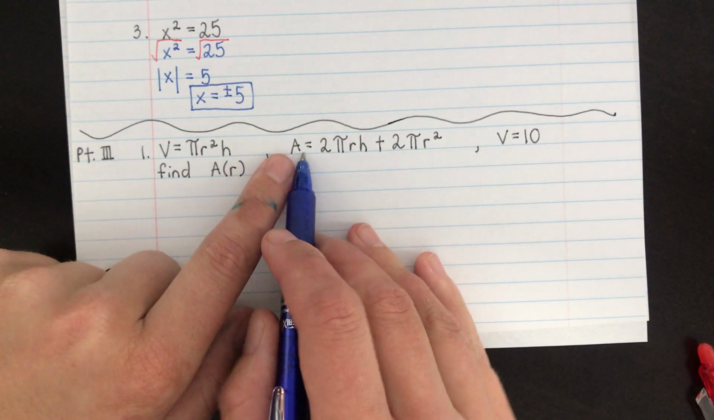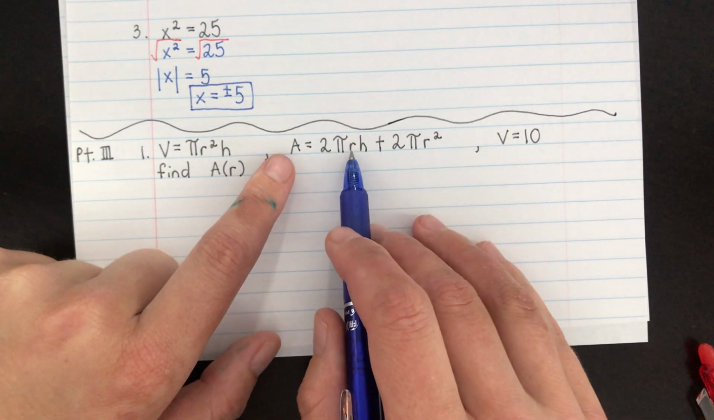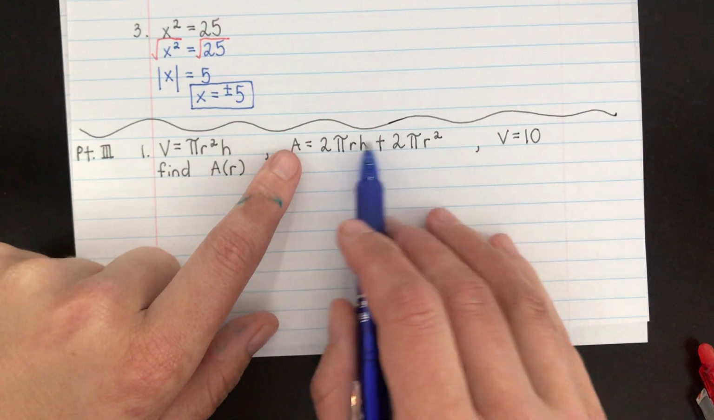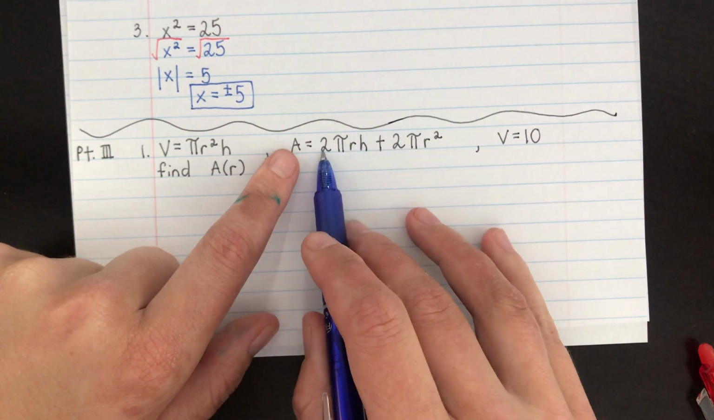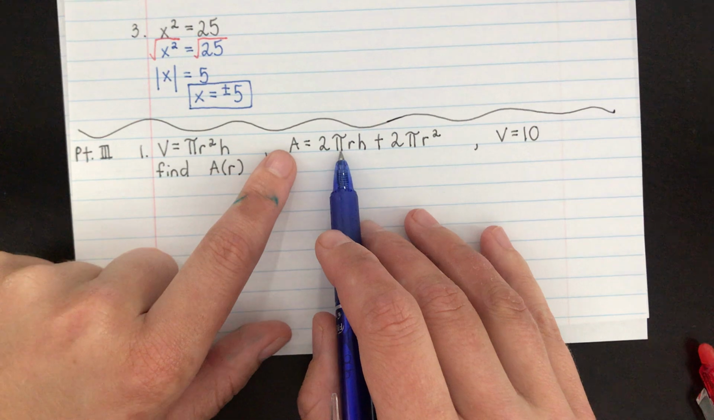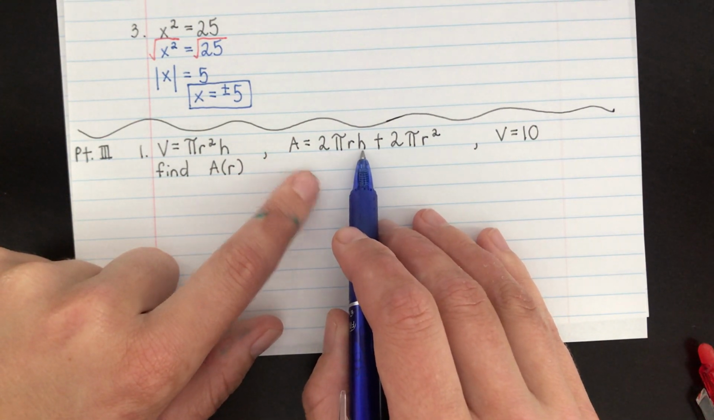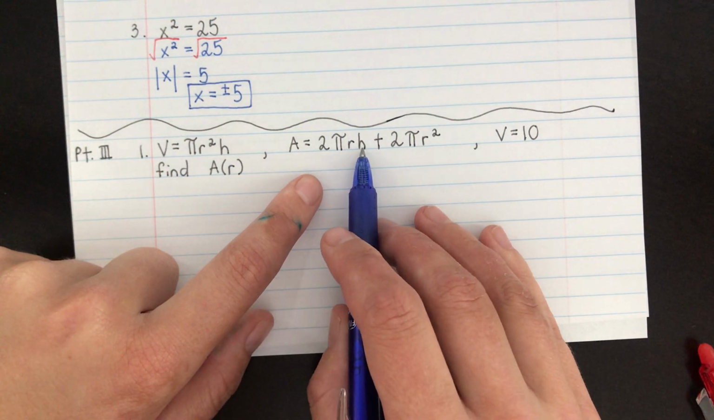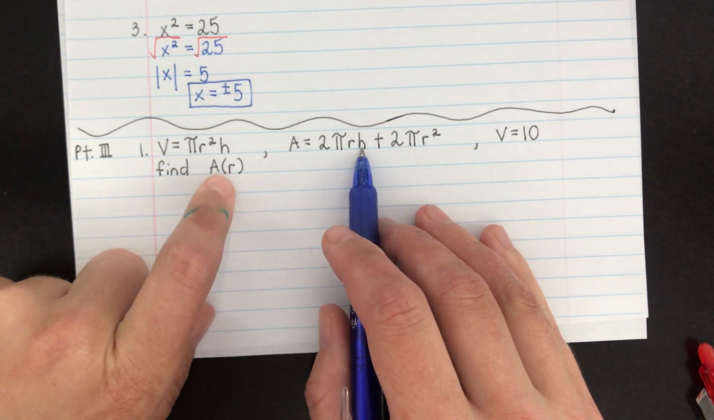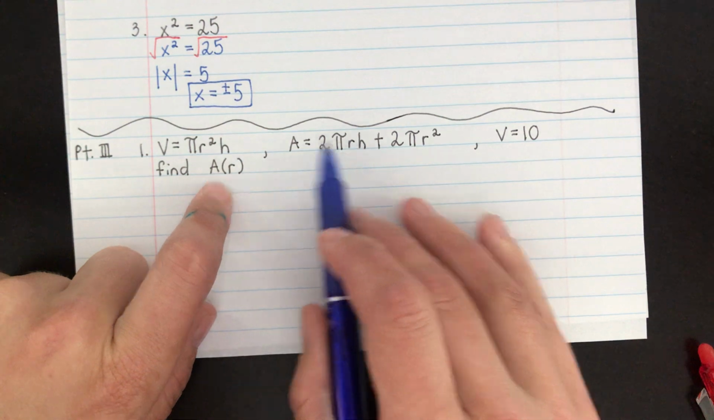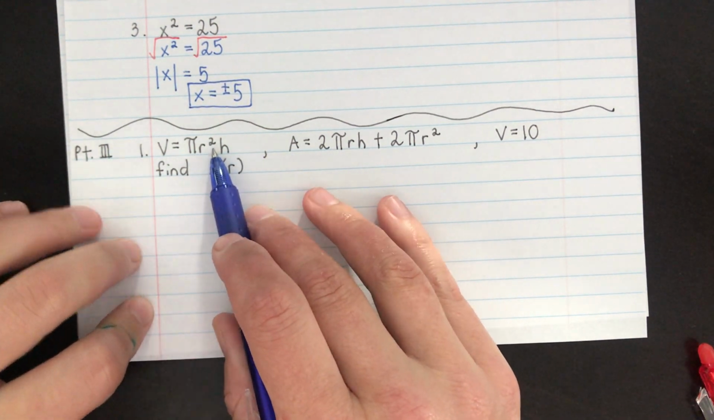So this equation here can only have the variable R, okay? So R is acceptable, 2 is acceptable, pi is even acceptable, okay, because it's not a variable. The variable that's not acceptable is H, okay? We can't have H in our final equation, A of R. So that means I need to find out what H is in this other equation.